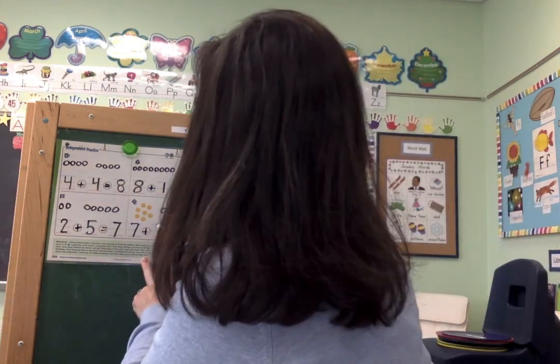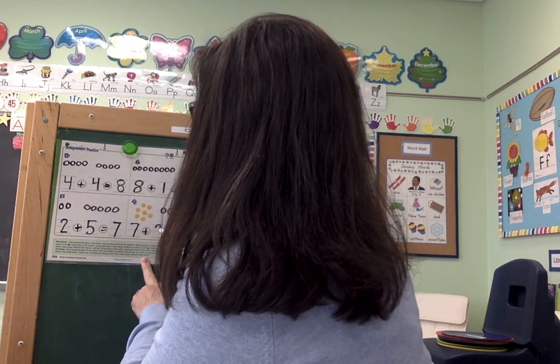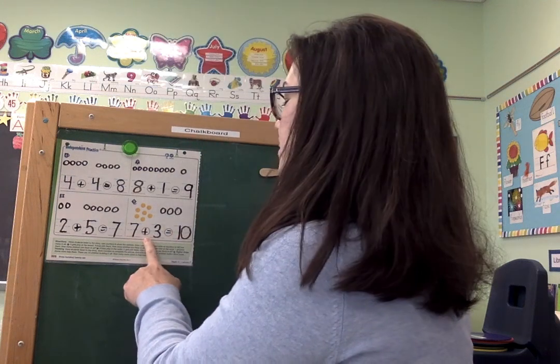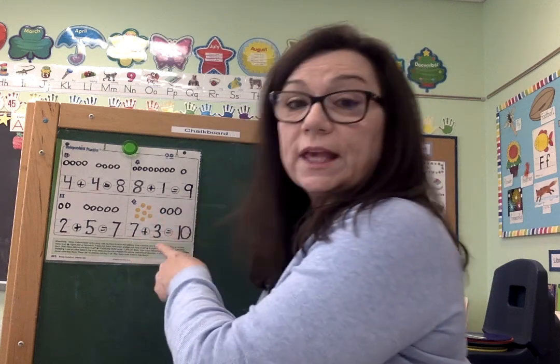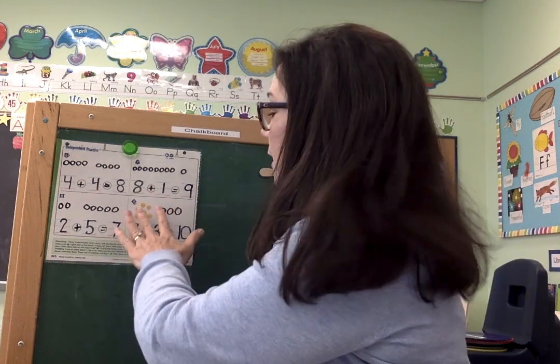So this is a group of 7, and then we added 8, 9, 10. How many did I have to draw to get to 10? 3 more. Exactly. 1, 2, 3. So I'm going to write 3. So now we know 7 plus 3 equals 10. We can go back and check ourselves if we want to count all the counters. But we know it's right because we know combinations of 10, and we know 7 and 3 pair up to make 10.